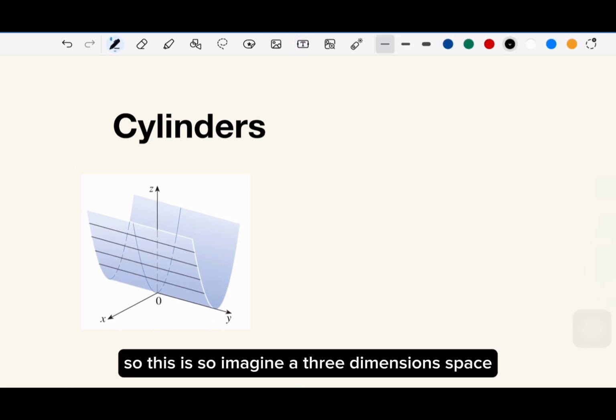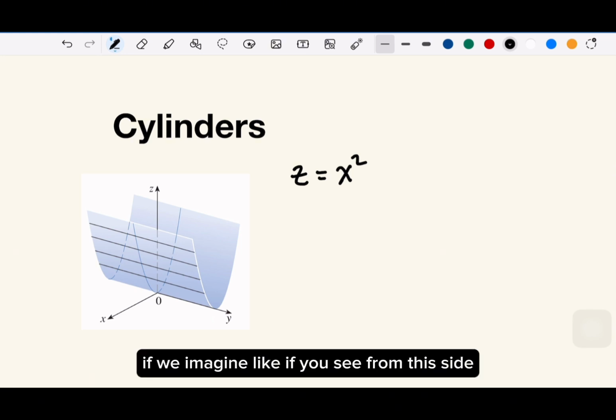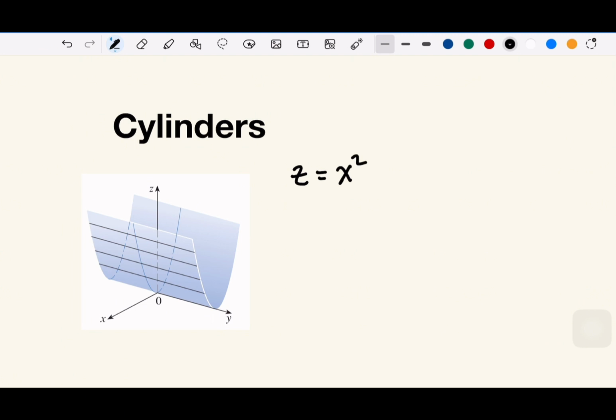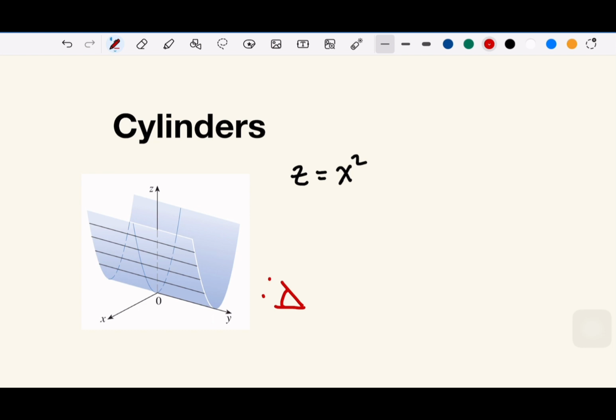So imagine a three-dimensional space, and you are going to write z equal x squared. If you see from this side, this is your view. If you see from this part, you will see that this is just a simple x squared.